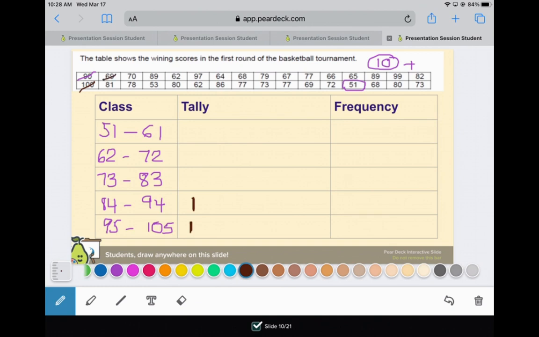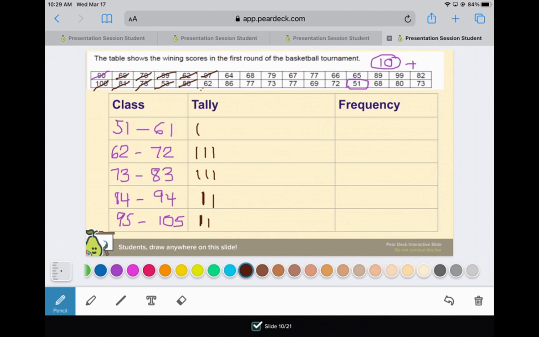Then I can do 69, 81, 70, 78, 89, 53, class 1, 62. 62 is between 62 and 72, so that belongs to class 2. 80 should belong to class 3 because that's between 73 and 83. 97 should belong to the last class because that's between 95 and 105.